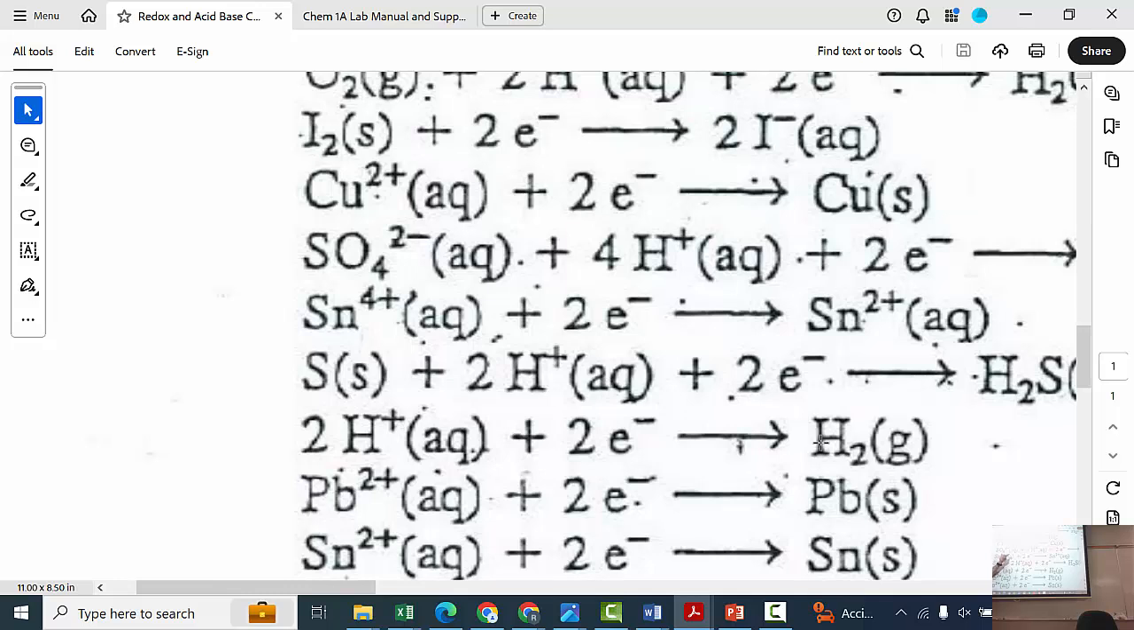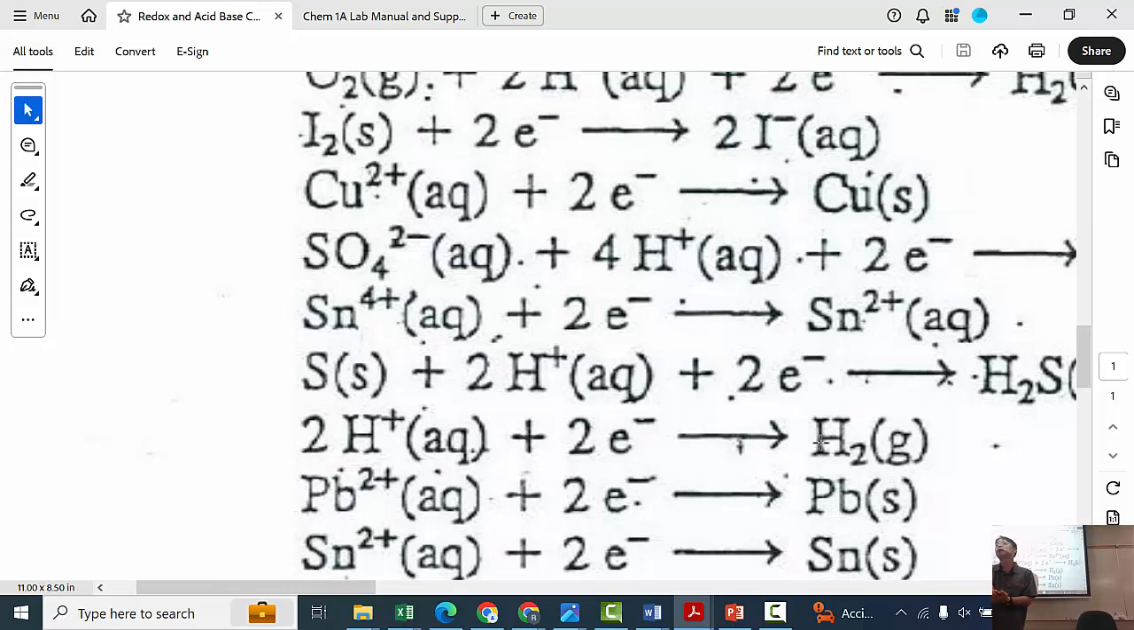So in terms of redox, H2SO4, HSO4 minus, and SO4 2 minus behave exactly the same because sulfur is going to be +6 in all three of those species. So in terms of redox, we don't really care whether it's H2SO4, HSO4 minus, or SO4 2 minus. All three behave exactly the same because they're all +6 sulfurs.